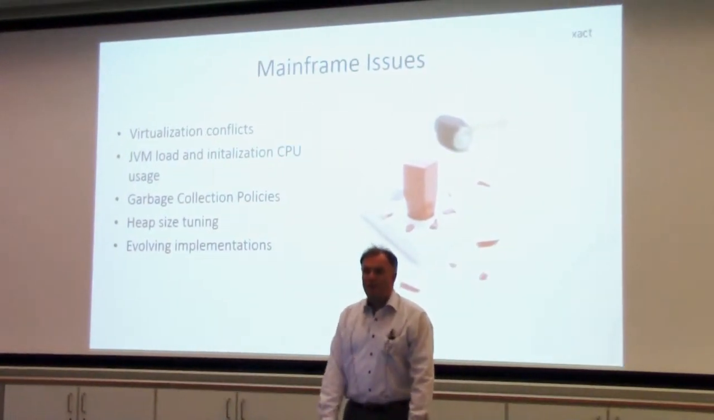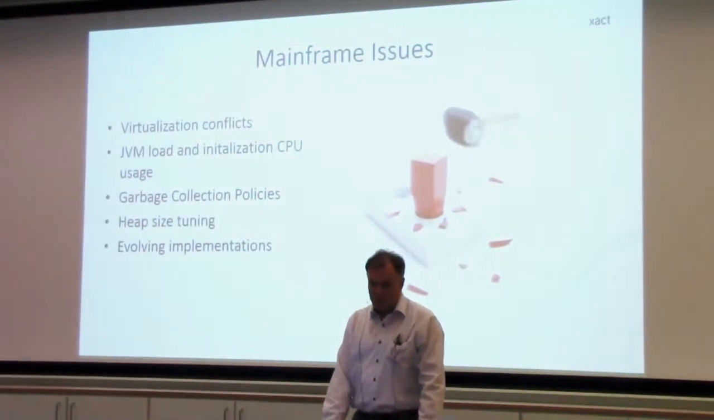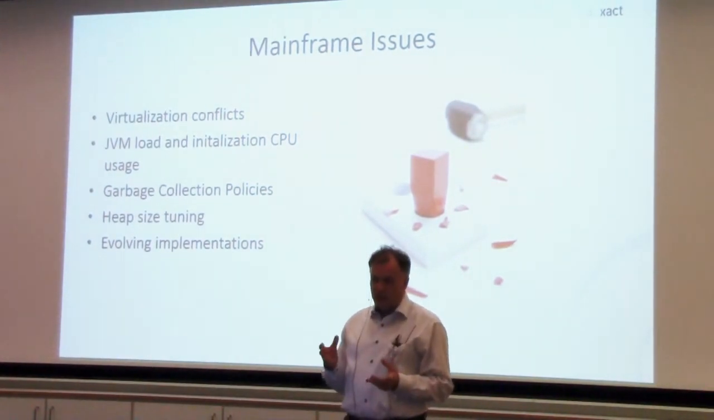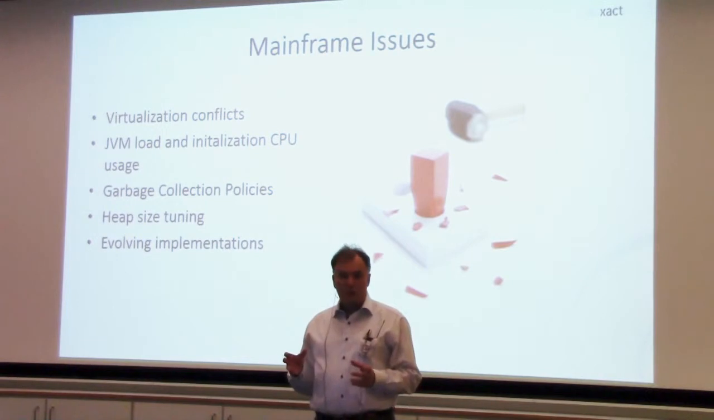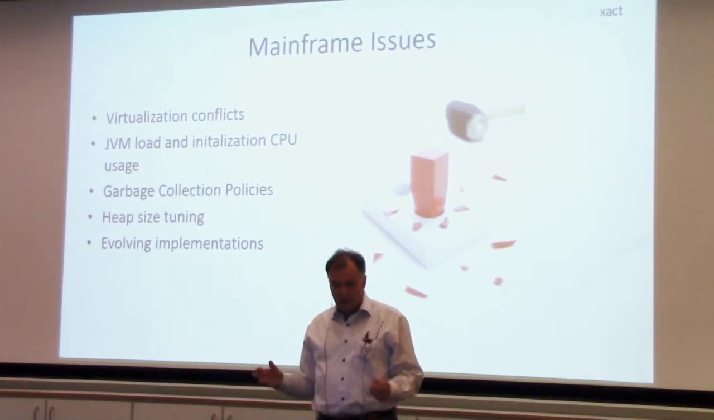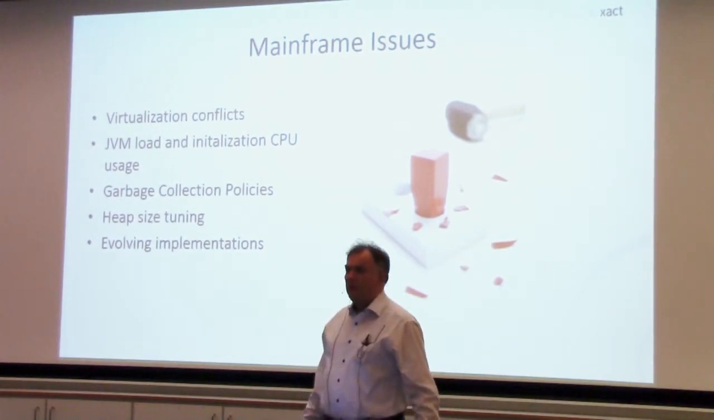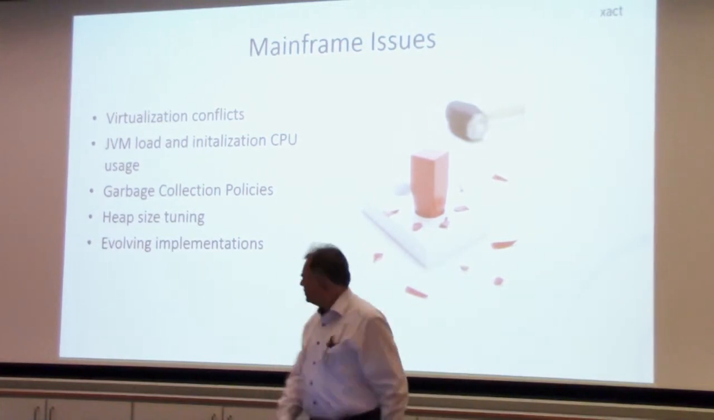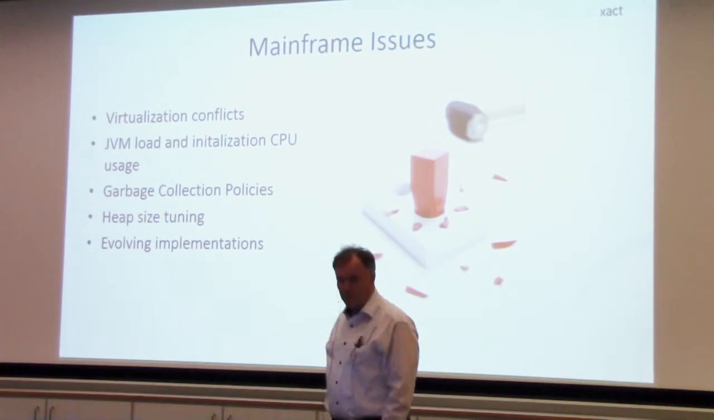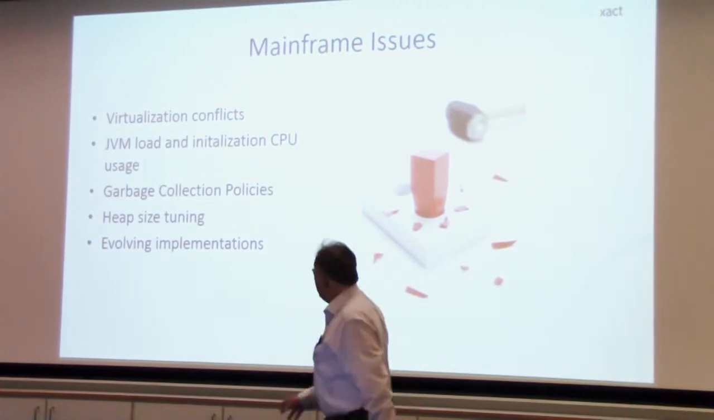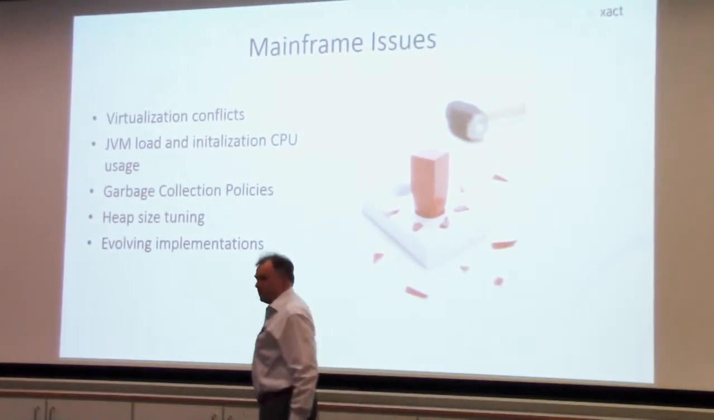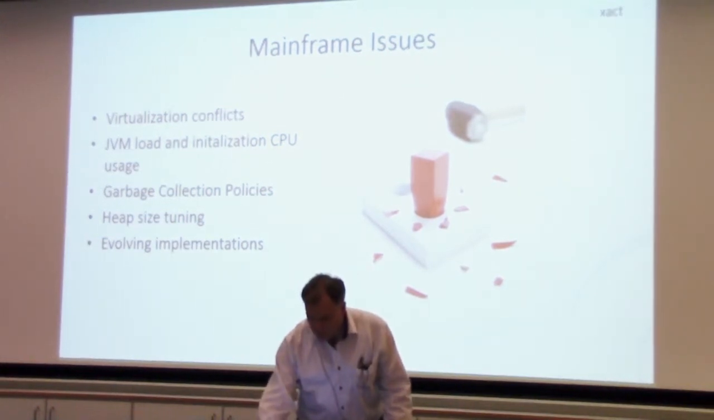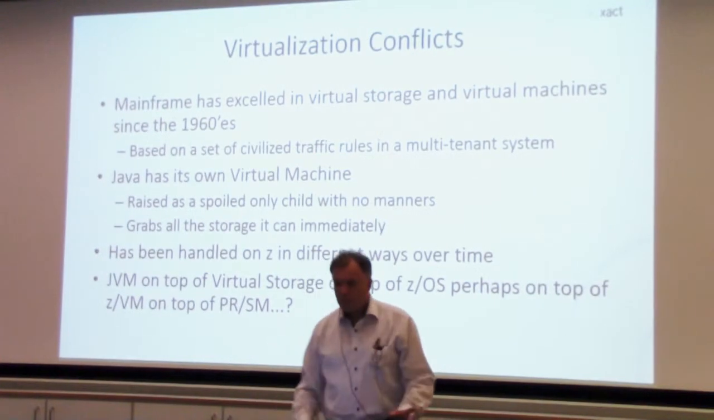So we have a number of issues on the mainframe, like virtualization conflicts, the CPU usage when you load and initialize the JVM, garbage collection policies, heap size tuning, and also the question of how the implementation has evolved in IBM. I thought I had less time, so I pulled the last one out. You can find that one in my old presentation. Interesting history, but not so important for now.